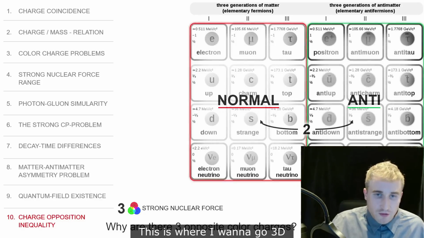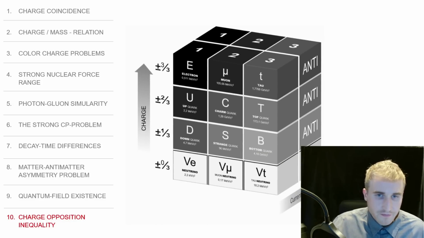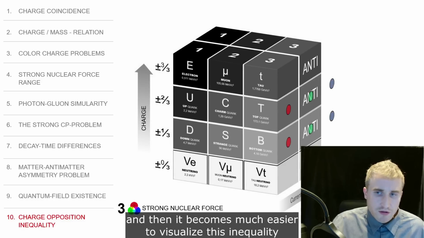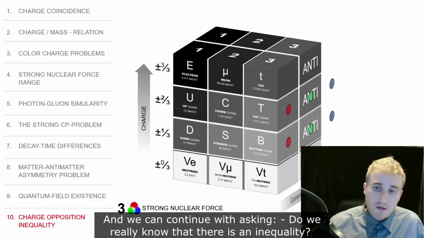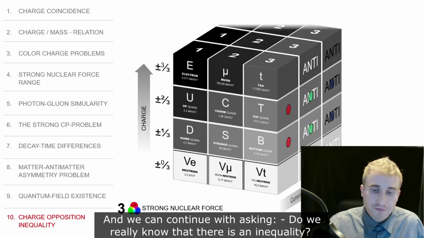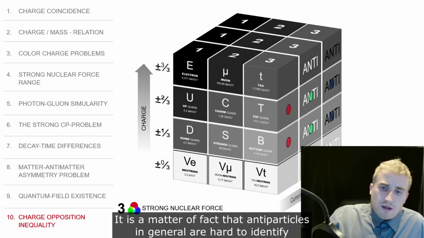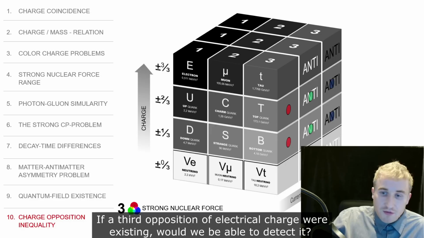This is where I want to go 3D. And then it becomes much easier to visualize this inequality, and we can continue with asking, do we really know that there is an inequality? It is a matter of fact that antiparticles in general are hard to identify. We can only detect them indirectly. If a third opposition of electrical charge were existing, would we be able to detect it?